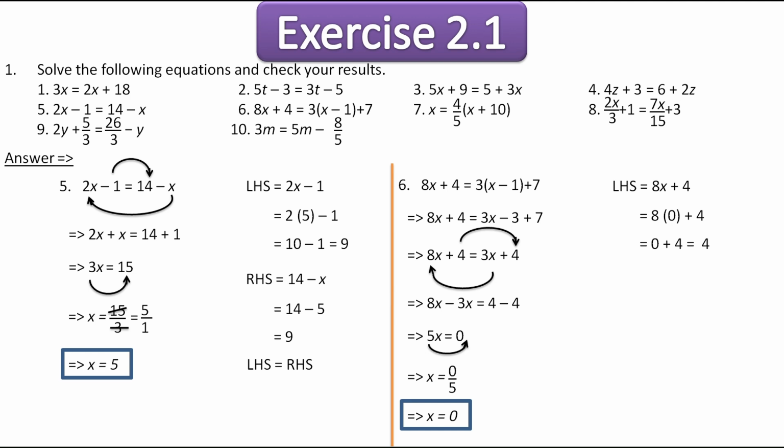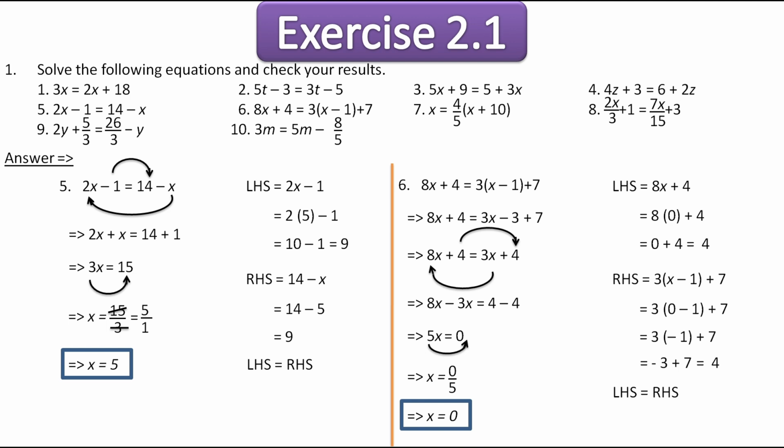Now let's put the value of x in the RHS part. We have the RHS part as 3 in the bracket x minus 1 plus 7. So x is 0, so 3 in the bracket 0 minus 1 plus 7. That means 3 in the bracket minus 1 plus 7. So 3 ones are 3, and 3 into minus 1 is minus 3, plus 7, which is equal to 4. So we got LHS is equal to RHS. That means our solution is correct.